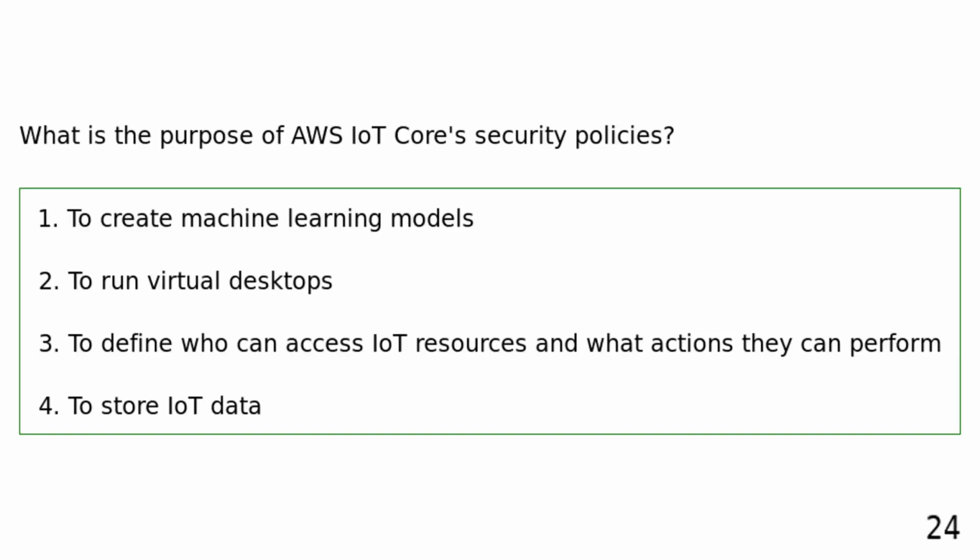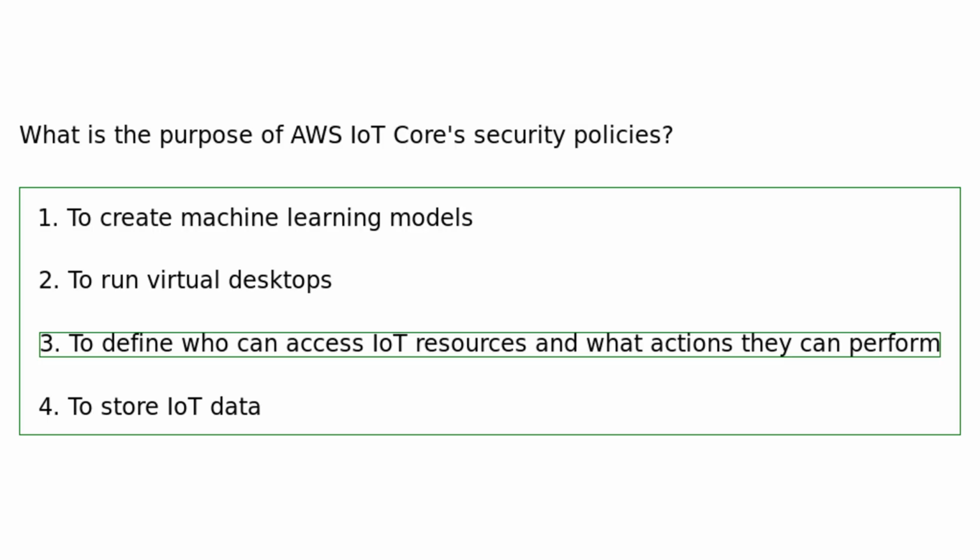What is the purpose of AWS IoT Core security policies? To create machine learning models. To run virtual desktops. To define who can access IoT resources and what actions they can perform. To store IoT data. Security policies in AWS IoT Core define access permissions for IoT resources.